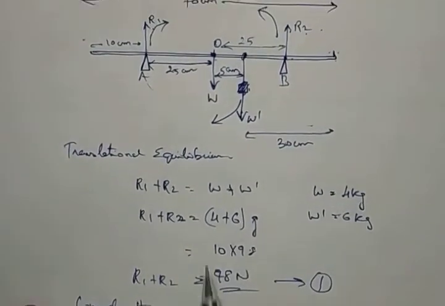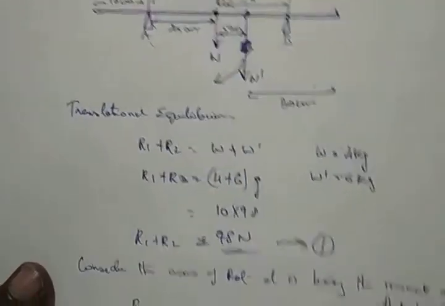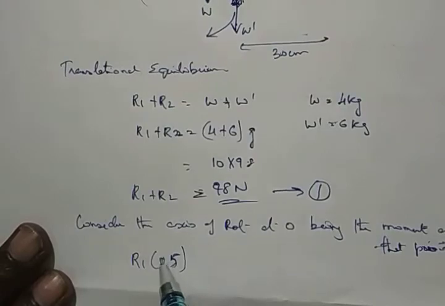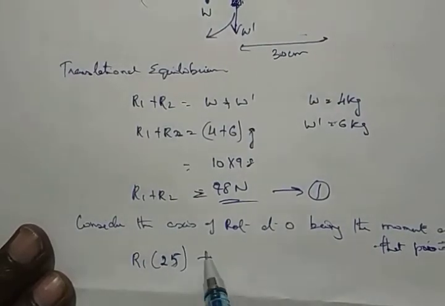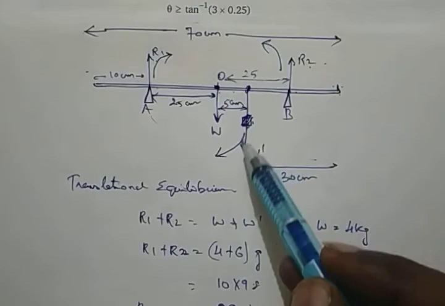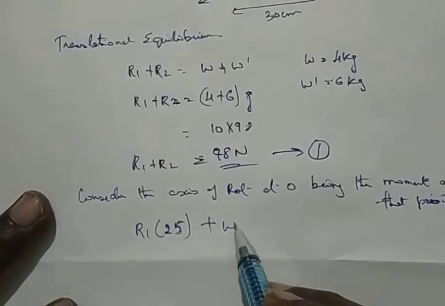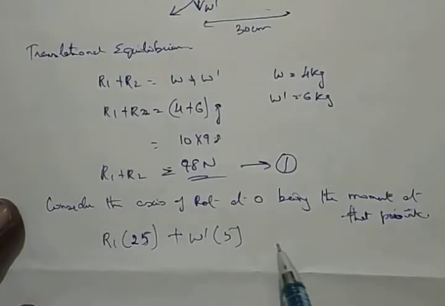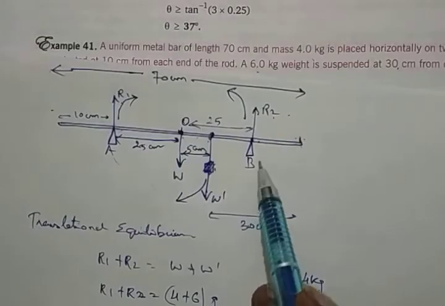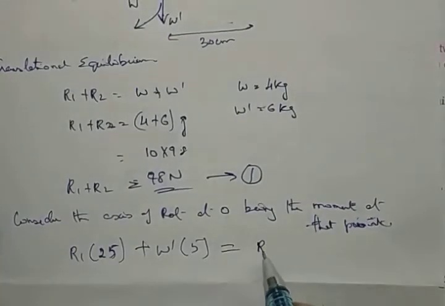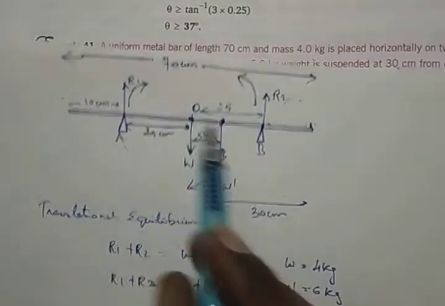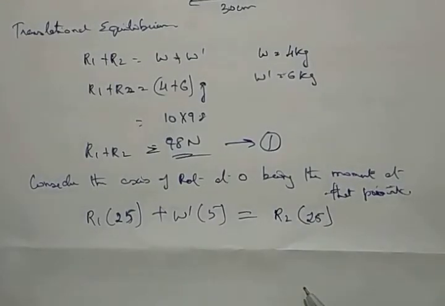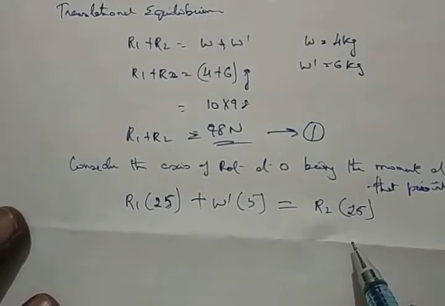So R1 into axis of rotation from here to here, what is this one? R1 into 25. R1, 25 centimeters there. Let us not make it in meters, just to keep it 25 itself. Plus, what is the next one? These two rotations together. W dash into what is the distance of axis of rotation? 5, is going to be equal to, this is the opposite one, R2. What is the distance of R2? It is 25. Alright, so you get the thing equal.